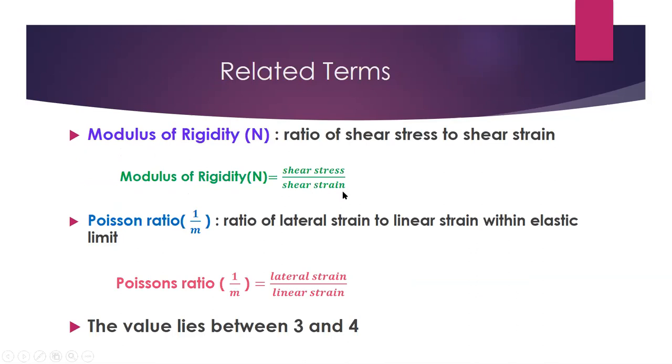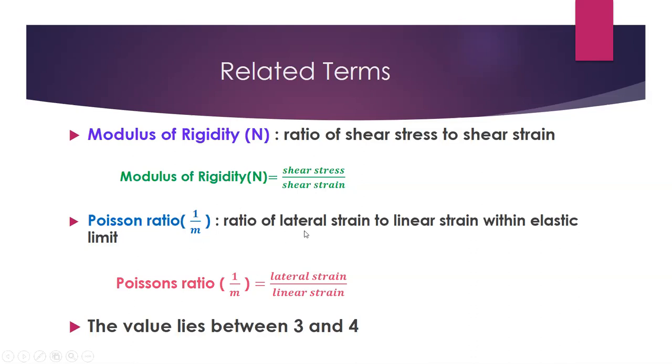Normally stress by strain, as Hooke's law says, is a constant known as Young modulus. Okay, but here shear stress divided by shear strain is known as the modulus of rigidity. Then the next term is Poisson ratio. It is denoted by 1 by m.